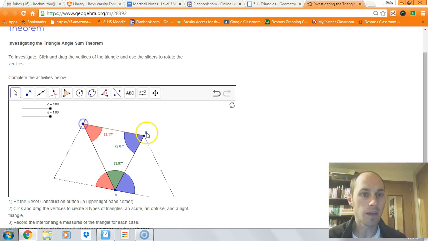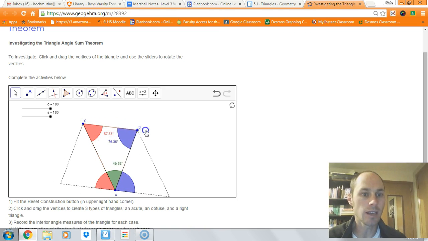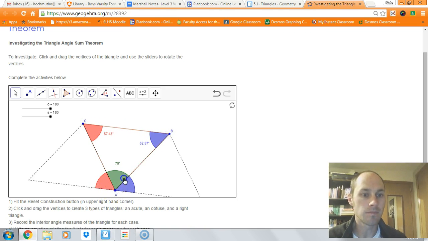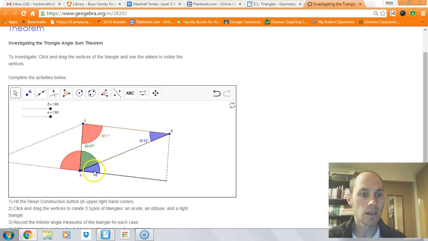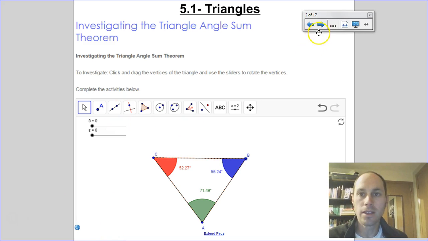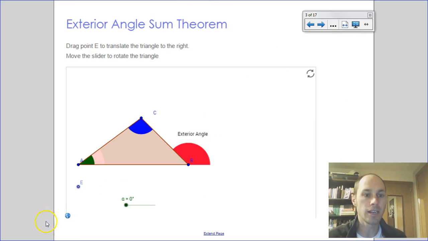And notice what happens no matter what I do to the angles, or how I shrink the triangle or change it, those three angles always have a sum of 180 degrees. Okay, so that's an important property of triangles, that their sum is always 180 degrees.